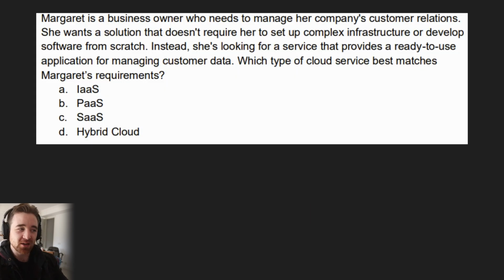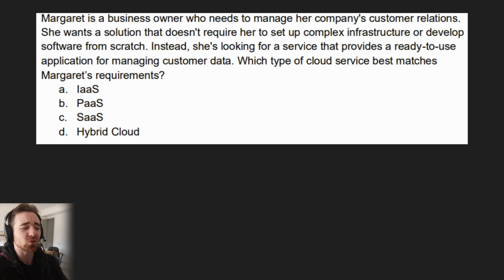This question reads, Margaret is a business owner who needs to manage her company's customer relations. She wants a solution that doesn't require her to set up complex infrastructure or develop software from scratch. Instead, she's looking for a service that provides a ready-to-use application for managing customer data. Which type of cloud service best matches Margaret's requirements? IaaS, PaaS, SaaS, or DaaS? Sorry, D, hybrid cloud. I don't know why I said that.